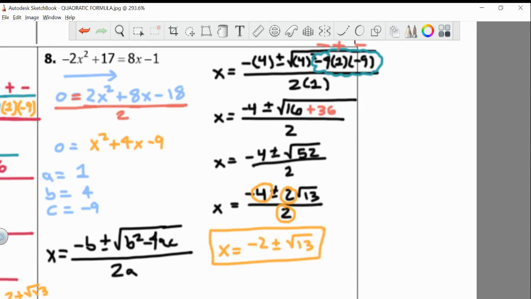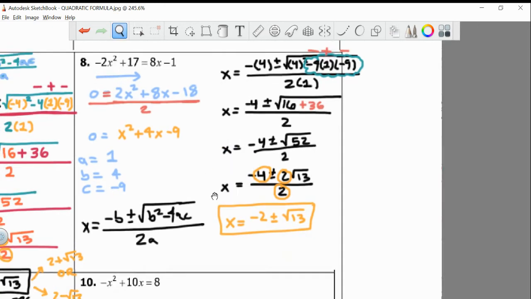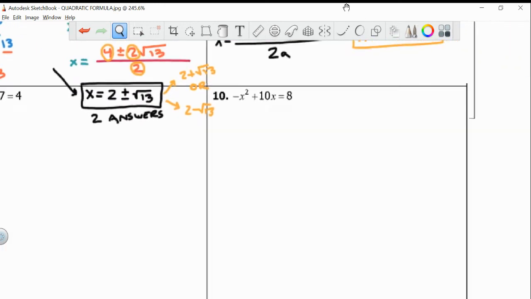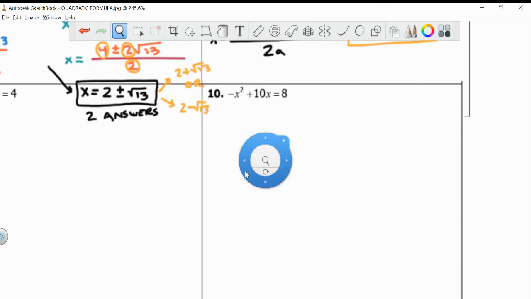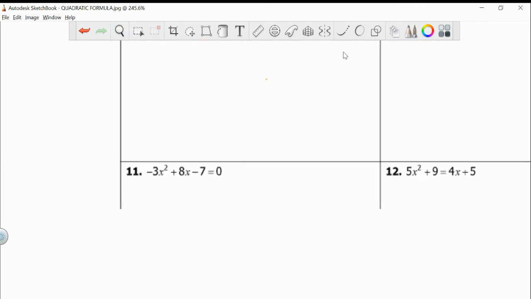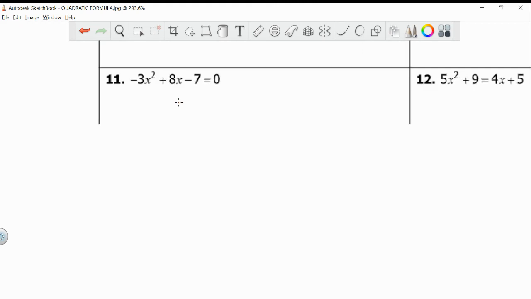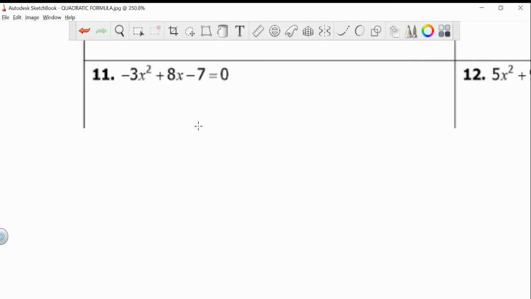Very similar question. I know it's a little boring, but it's always pretty good to get 2 easy ones under your belt before you move on. Now let's see some that turn out a little bit funkier, okay? Let's go down and look at number 11 here.